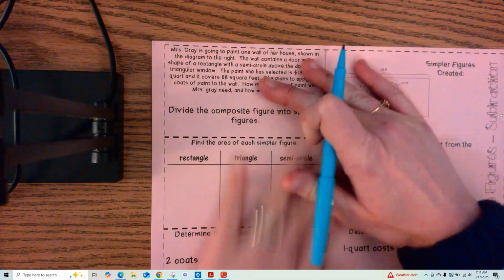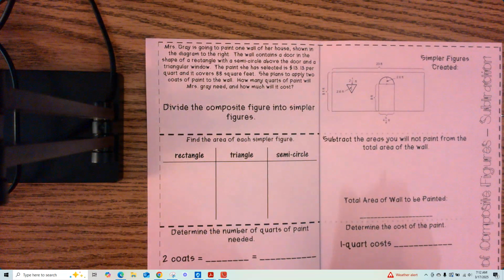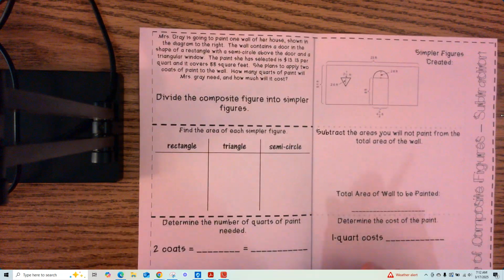All right, we've got another word problem. Mrs. Gray is going to paint one wall of her house, shown in the diagram to the right. The wall contains a door in the shape of a rectangle with a semicircle above the door and a triangular window. The paint she has selected is $13.13 per quart, and it covers 88 square feet. She plans to apply 2 coats of paint to the wall. How many quarts of paint will Mrs. Gray need? How much will it cost?